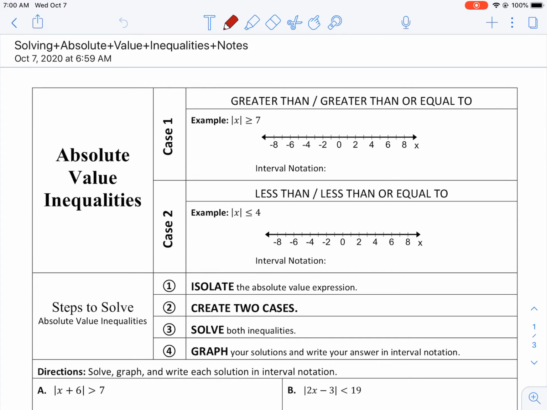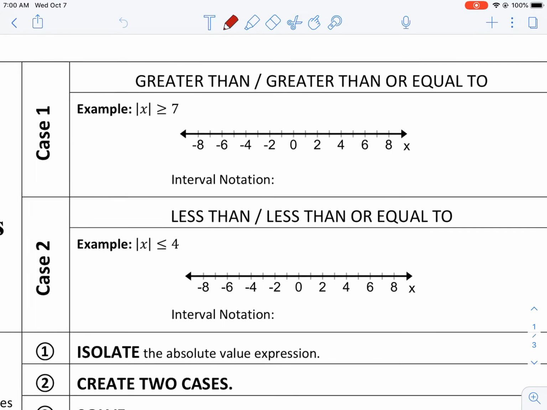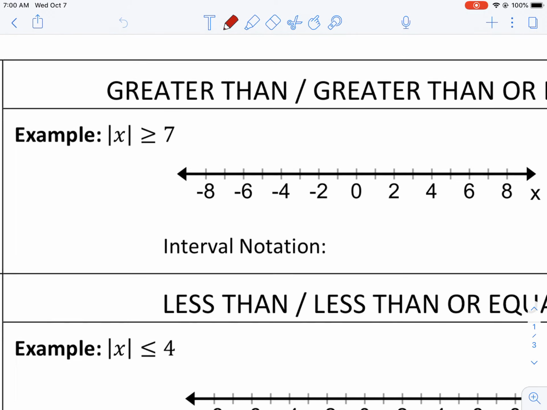Okay, so we are going to be talking about this today. Absolute value inequalities are a little tricky because the graph actually looks completely different depending on if it's greater than or less than. So we're going to look at these two cases now. It is generally always going to be the same, so you can kind of just remember, okay, this graph goes with greater than, this graph goes with less than. But anyway, we're going to look at this.